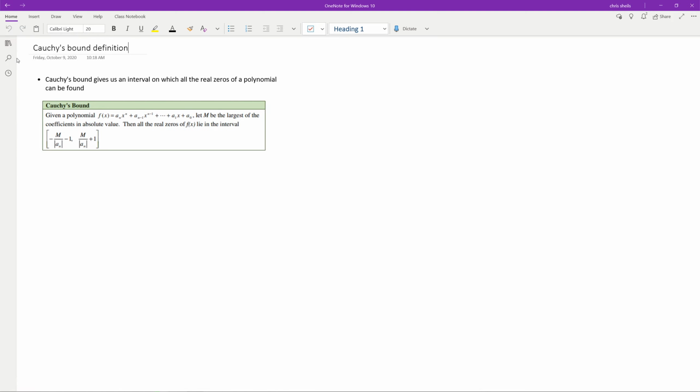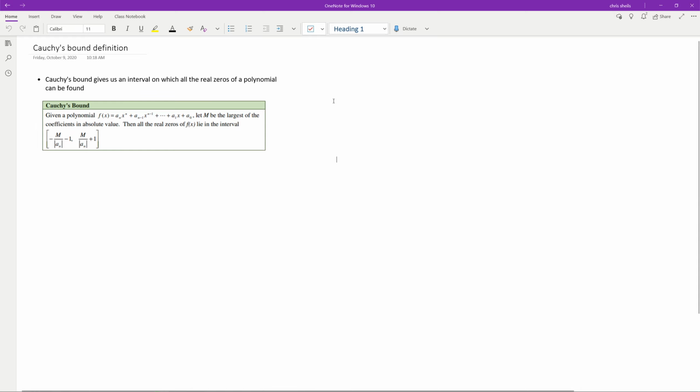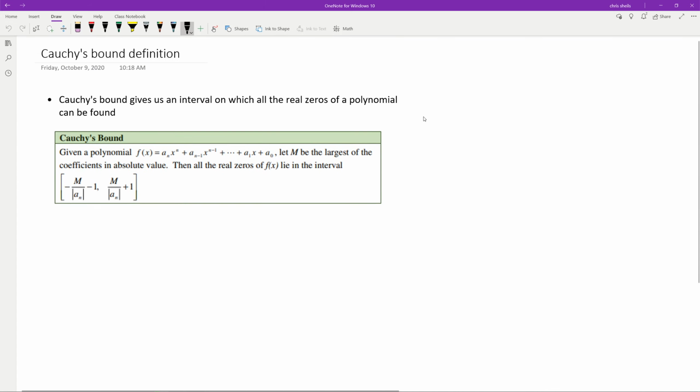First up, we're going to talk about this thing called Cauchy's bound. Cauchy's bound gives us an interval on which all of the real zeros of a polynomial can be found. Given some polynomial, let m be the largest of the coefficients in absolute value. Then all the real zeros of f of x lie in the interval negative m over absolute value of a sub n, which is the leading coefficient, minus 1, comma, m divided by absolute value of a sub n, the leading coefficient once again, plus 1.